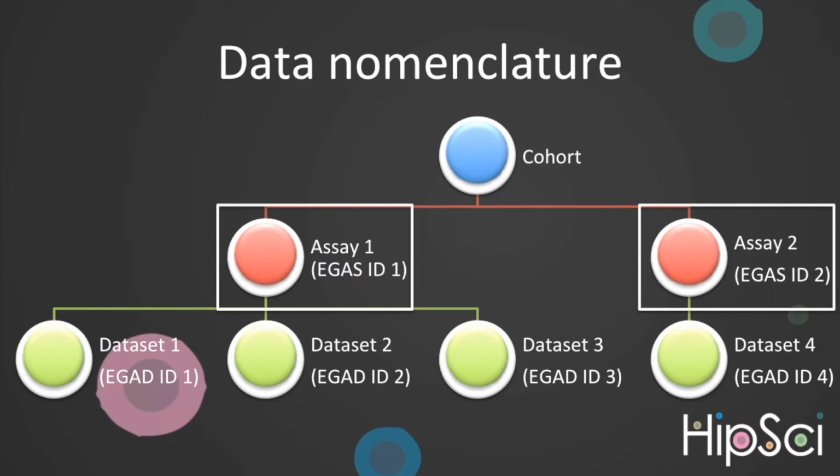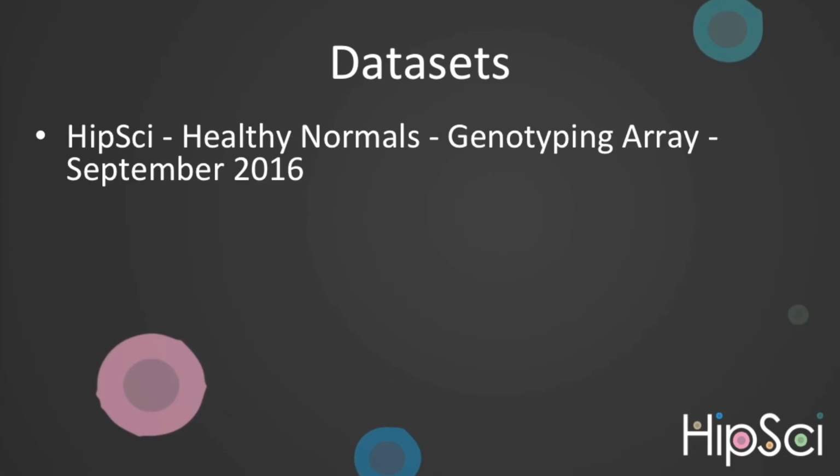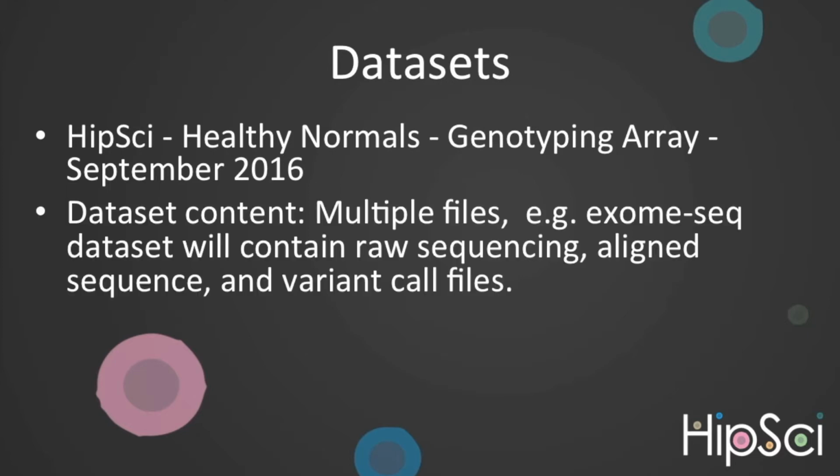For each cohort, we distribute data from multiple assays, for example, RNA sequencing, whole exome sequencing, or whole genome sequencing. Each different assay within the cohort is given a different study ID. The study IDs start with the letters EGAS. Within each study ID, there are multiple datasets corresponding to different release dates. Each dataset has an ID that starts with the letters EGAD. The datasets are informatively labelled to help you identify the cohort, the assay, and the release date.